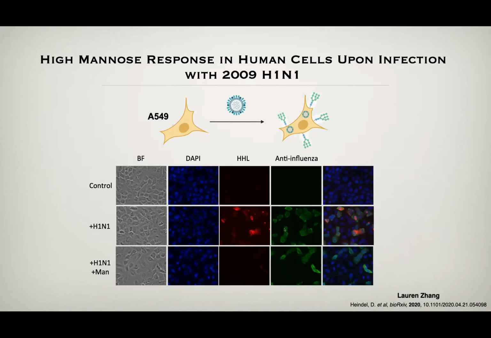So here you see these are the influenza infected cells. This is the HHL binding, and you can see that these things come up together. If you treat this with mannose to inhibit the HHL, you can see that it is indeed inhibitable. The same is true if you treat with endo-H.